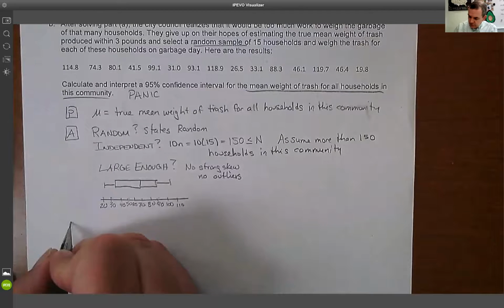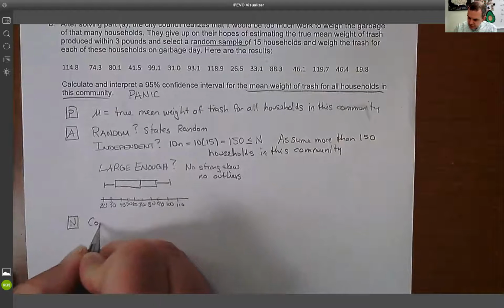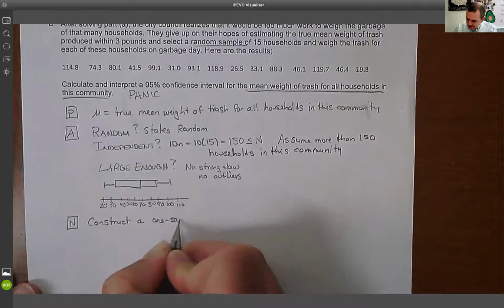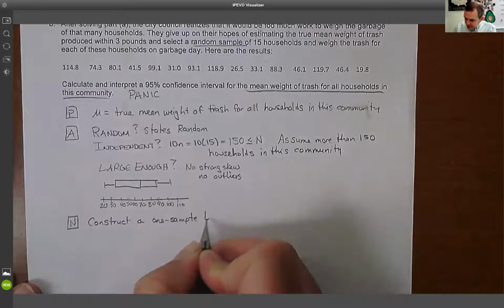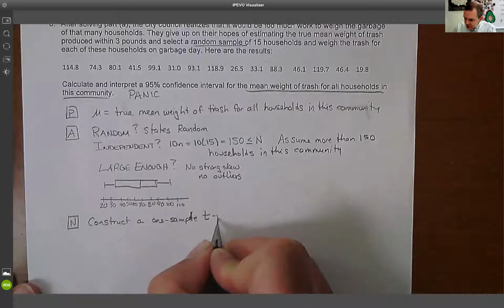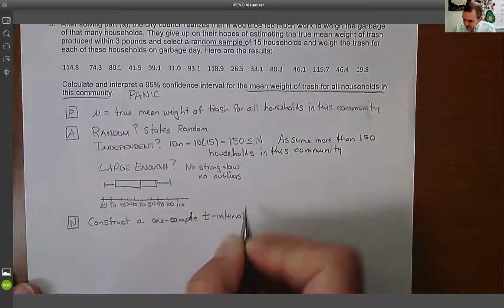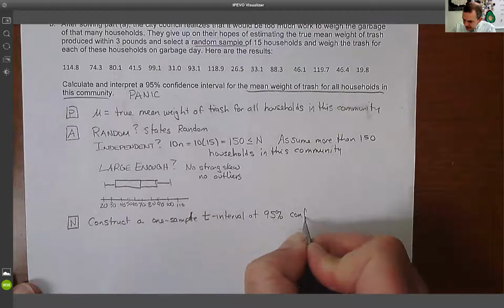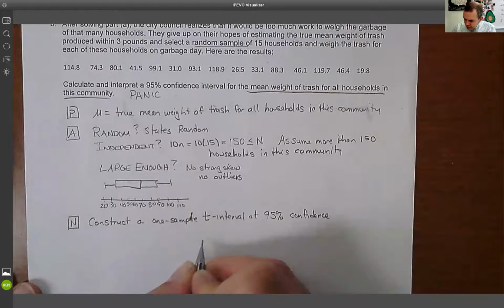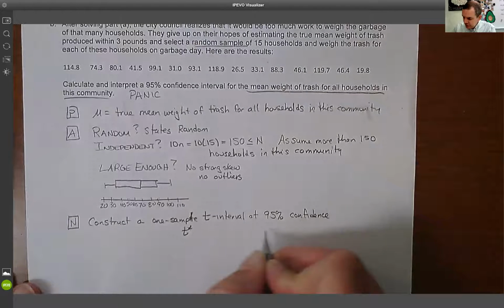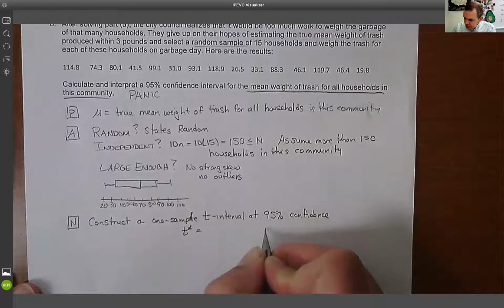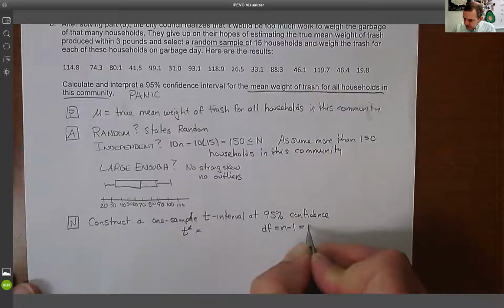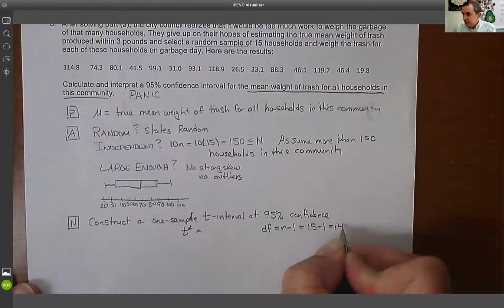So now for the end stage, I am going to construct a one sample T interval at 95% confidence. And here's how I figure out that T star value. I'm going to look at degrees of freedom equals n minus 1. So in this case, degrees of freedom equals 15 minus 1, which is 14.